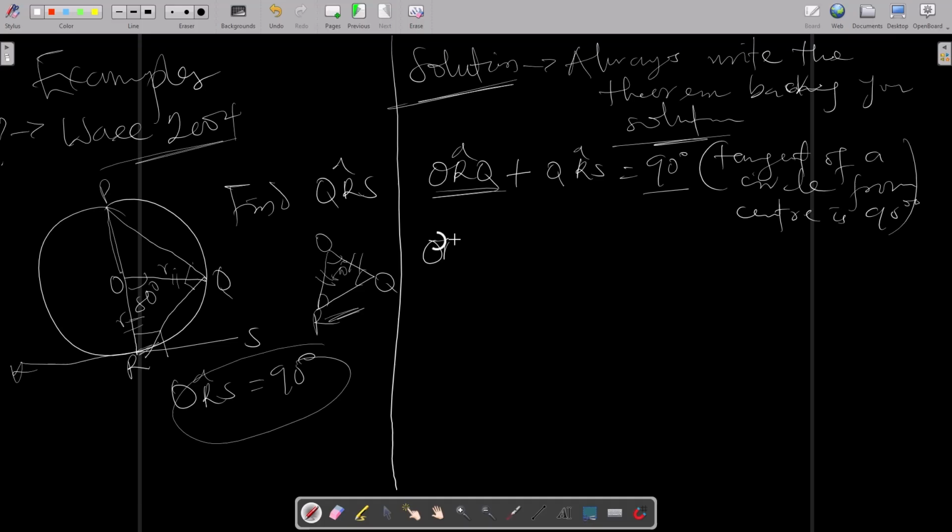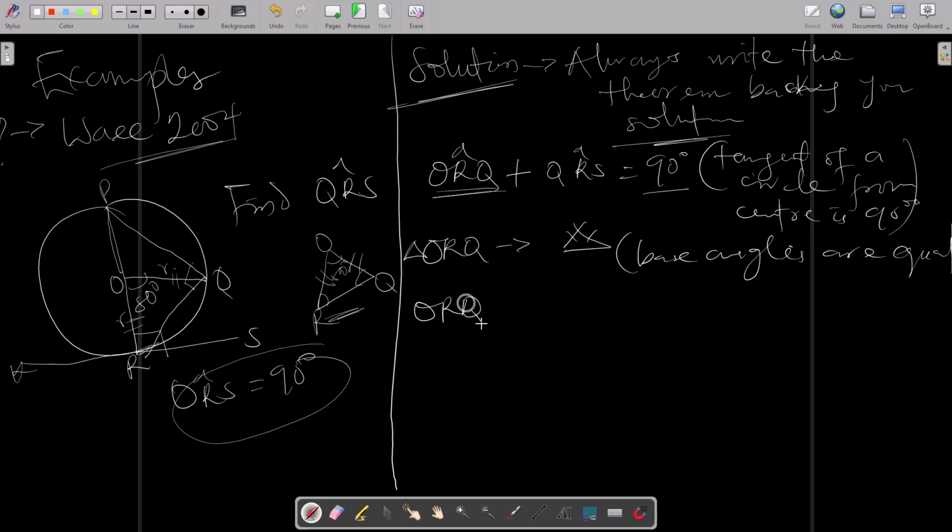Now ORQ, that is triangle ORQ, is an isosceles triangle. That means the base angles are equal. So to find OQR, we have to use 180, which is the sum of angles in a triangle, minus 80, which is the angle up here, divided by 2 will give us this. So that will be 100 divided by 2, 50.